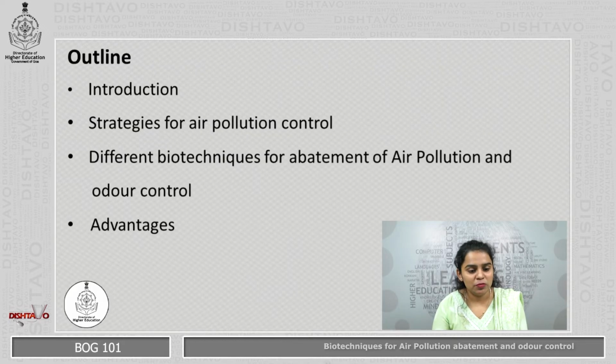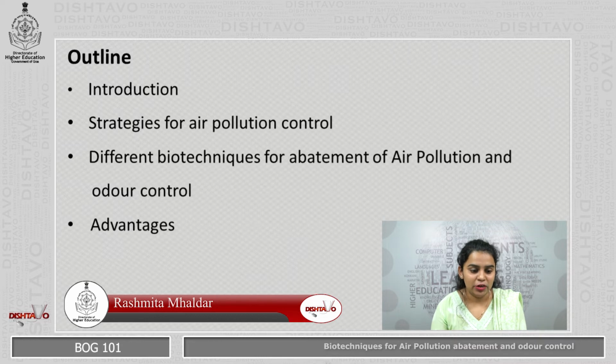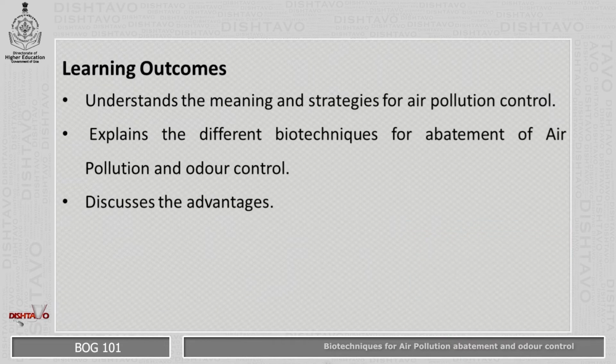The outline for this module is Introduction, Strategies for Air Pollution and Control, Different Biotechniques for Abatement of Air Pollution and Odor Control, and Advantages. At the end of these modules, students will be able to understand the meaning and strategies for air pollution control. They will be able to explain the different biotechniques for abatement of air pollution and odor control. They will be able to discuss the advantages of various techniques.